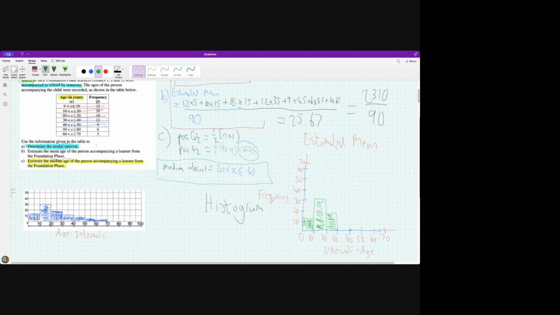From 30 to 40 is 12, so it's just above 10 there, basically. 40 to 50 is 9, so it's just below here. And then 50 to 60 is 6. And then 60 to 70 is 3.